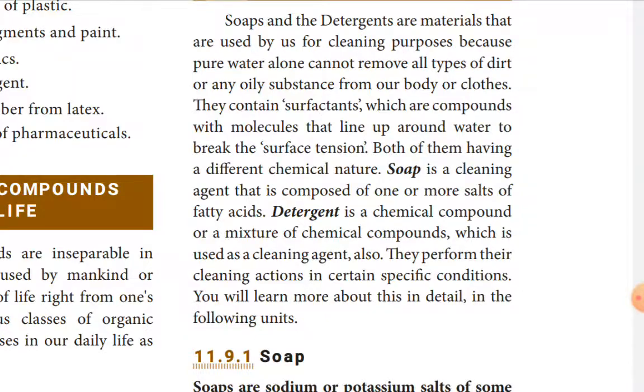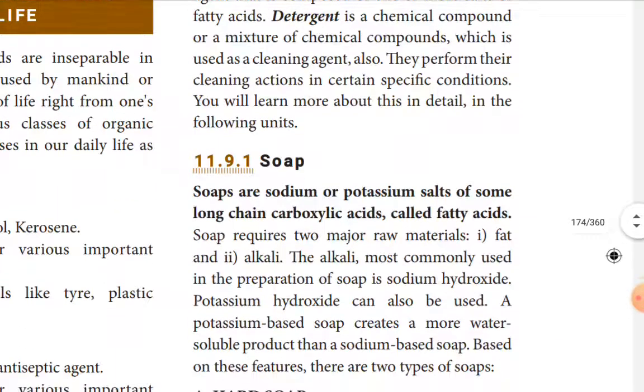Now we are going to study soap. First, what is soap? Sometimes it will be asked as a 2 mark question: what is soap, define soap. Soaps are sodium or potassium salts of long chain carboxylic acids called fatty acids. There are two important raw materials required for the manufacture of soap. The first one is fat or oil. The next one is alkali, sodium hydroxide or potassium hydroxide.